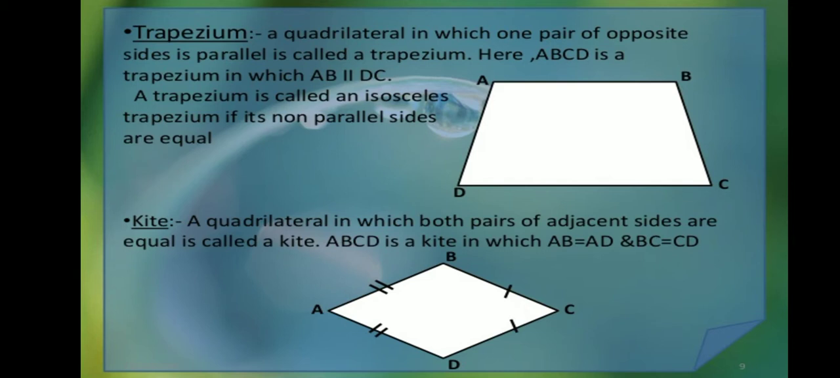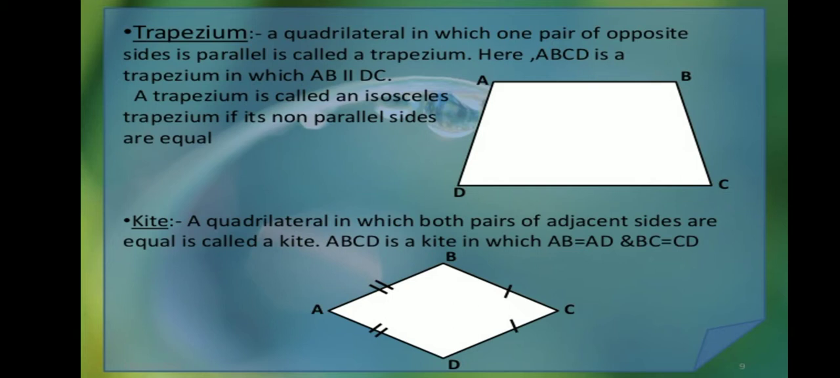Then a trapezium is that quadrilateral in which one pair of opposite sides is parallel and the other pair is non-parallel. Over here you can see the non-parallel sides are AD and BC. It is not necessary that they are equal, and if AD and BC, that is the non-parallel sides, are equal, then that trapezium is called an isosceles trapezium.